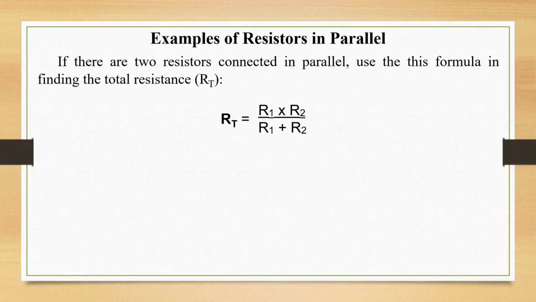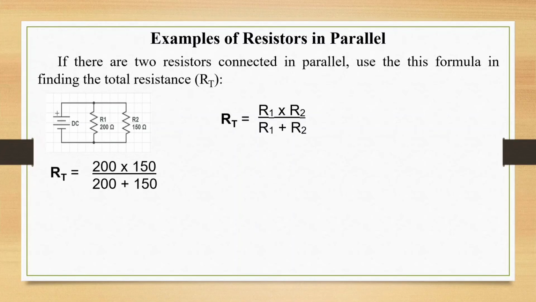So let us have an example. We have here two resistors connected in parallel. R1 is equal to 200 ohms. R2 is equal to 150 ohms. So again, substitute the values of the given data. R1 is 200 times R2, which is 150, then divide by 200, which is the R1, plus R2, which is 150.